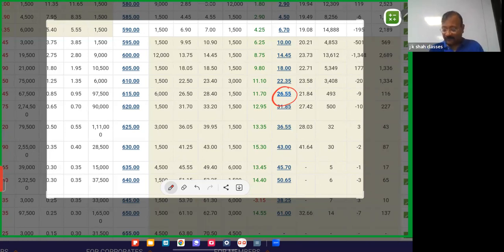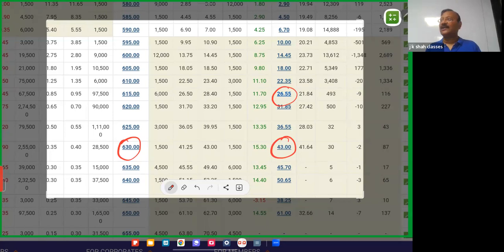Okay, same way. Market price 630. Right, sorry, right to sell at 630. Market price 587. In the money, how much is the intrinsic? 42 point. Look at the price, 43. So how much is the time value?